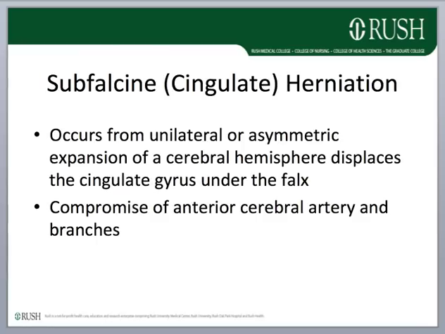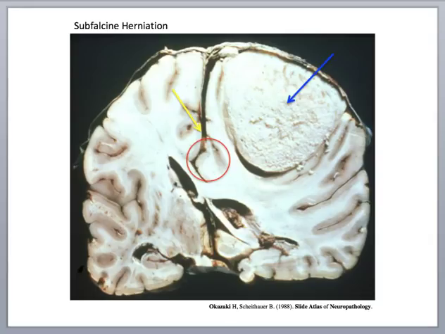Subfalcine or cingulate herniation occurs when there's unilateral or asymmetric expansion of a cerebral hemisphere that displaces the cingulate gyrus underneath the falx. This can lead to compromise of the anterior cerebral artery and its branches. Here's an example of a subdural hemorrhage indicated by the blue arrow, which displaces the hemisphere medially, and there's herniation of the cingulate gyrus indicated by the red circle underneath the falx, which is indicated by the yellow arrow.